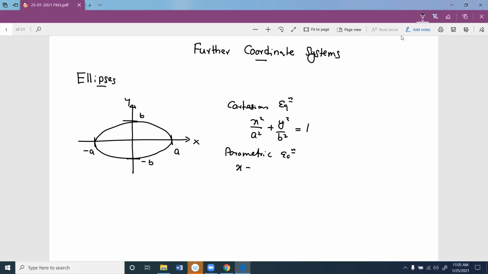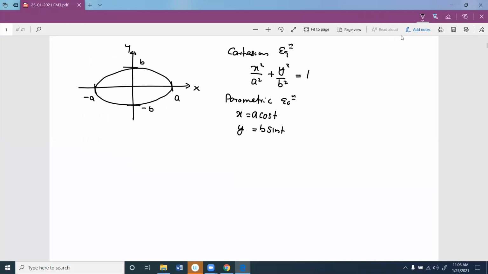x equals a cos t and y equals b sin t. So we can prove this concept over here. To form the Cartesian equation from this parametric equation, we know that x equals a cos t. Therefore, cos t equals x over a. And y equals b sin t, which means sin t equals y over b.